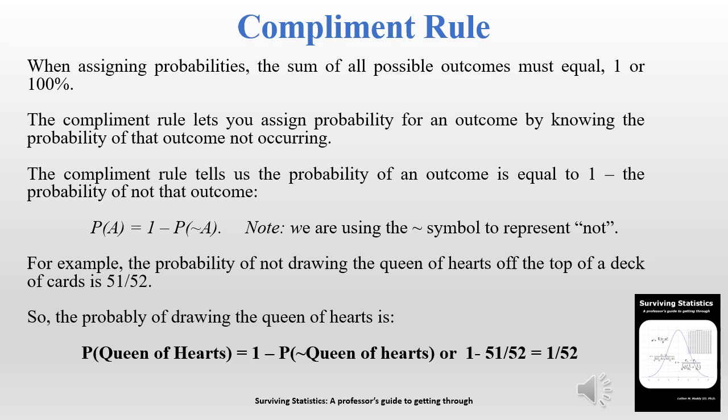So for example, the probability of not drawing the Queen of Hearts off the top of the deck was 51 out of 52. Knowing that, we could then determine the probability of getting the Queen of Hearts. The probability of drawing the Queen of Hearts is 1 minus the probability of not getting the Queen of Hearts, or 1 minus 51 over 52, or 1 in 52.